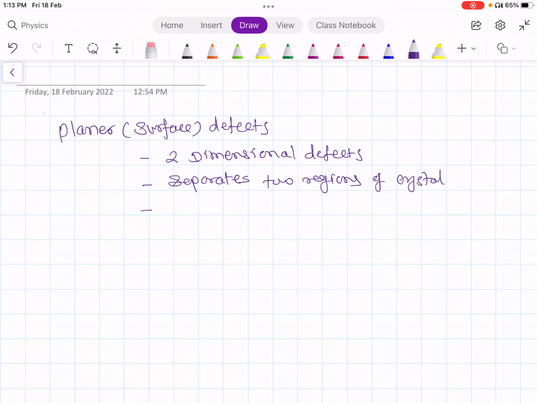But after heating the crystal close to its melting point, these defects can disappear. Okay, these defects can disappear after heating the crystal to melting temperature.